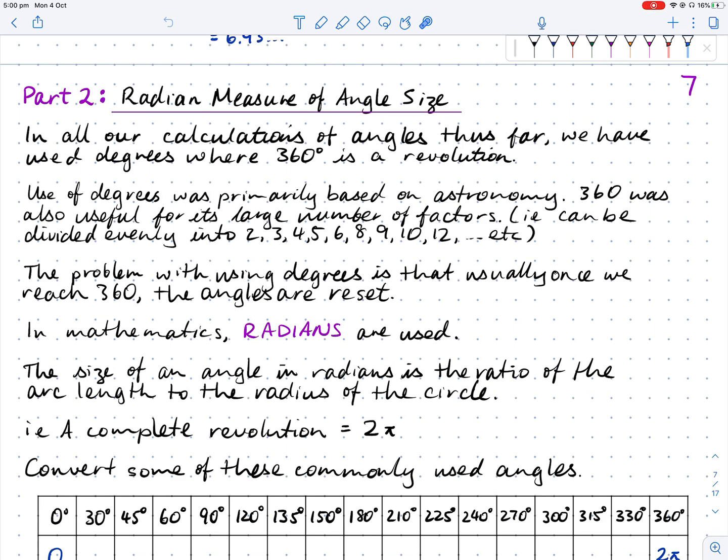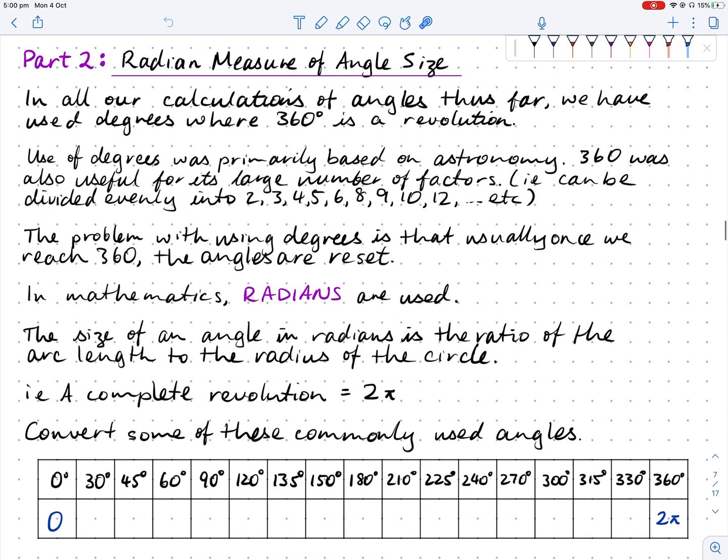Now, the problem with using 360 is that when we talk about a revolution, once we've gotten around the whole circle, we call that 360. But then if I want to keep going, I need to start from the beginning again. So there's no way of working with angles that are larger than 360. We did do a little bit of trigonometry before when we looked at obtuse angles and reflex angles, and to some extent angles larger than 360, but we couldn't represent that in any way, shape or form on a circle or in a triangle. So when we're working in mathematics, we use radians a lot.